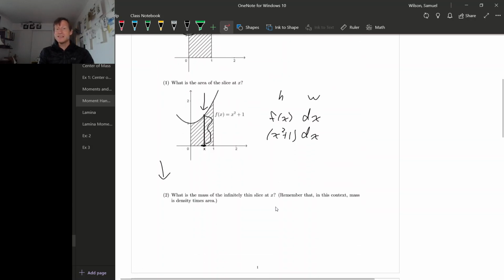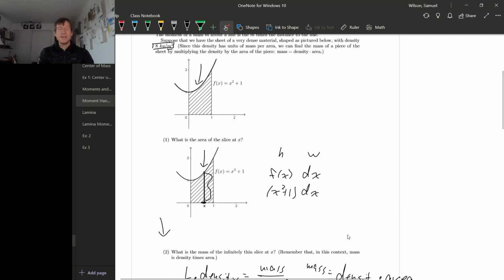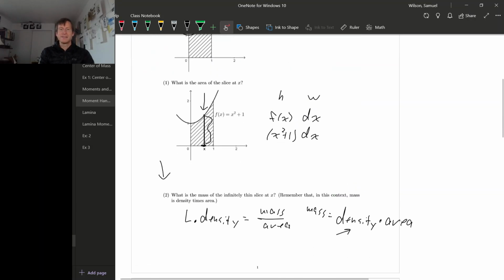Okay, so to find the mass of this little slice, remember when you have a laminar density, I'll call that L density, that's mass per unit of area. So if we take the laminar density and multiply it by the area of this slice up here, then what we'll get is the mass of that slice. Well, the density was 8, right? It was 8 kilograms per square meter.